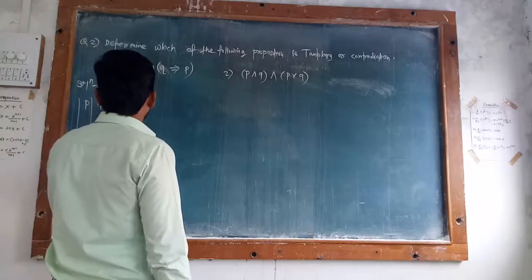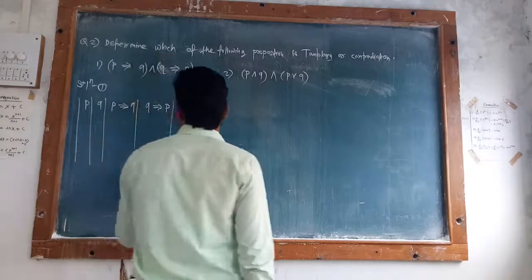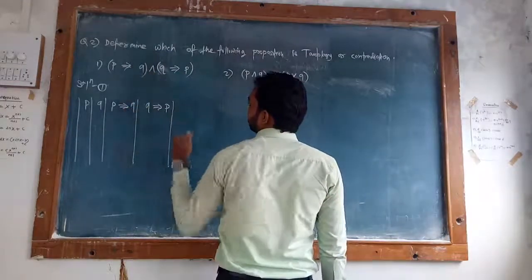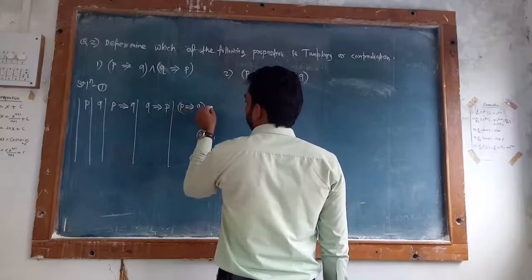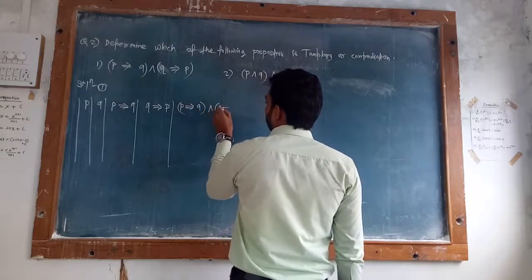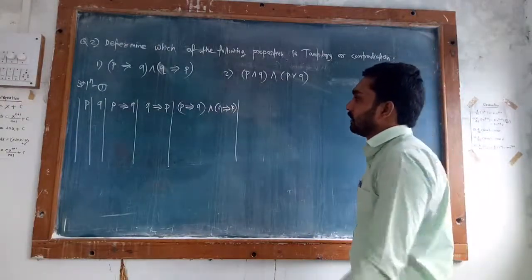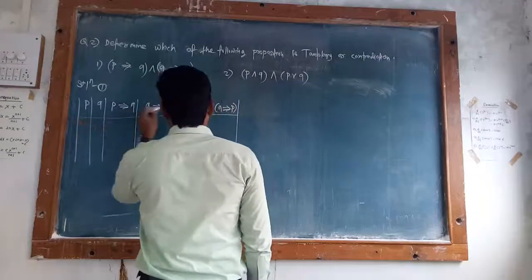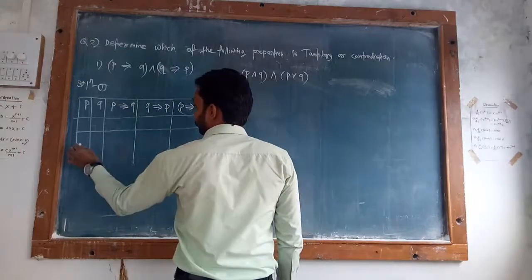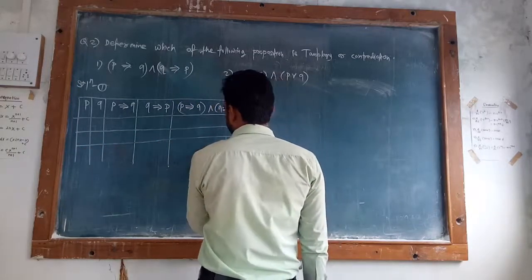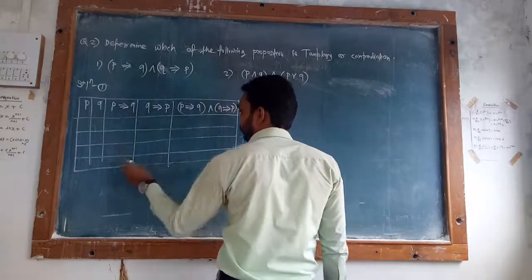That is P implies Q. The next column is for Q implies P. The last column, for those two implications, takes the conjunction, that is the AND value: P implies Q and Q implies P. Okay, this is the truth table containing 5 columns and 4 rows.